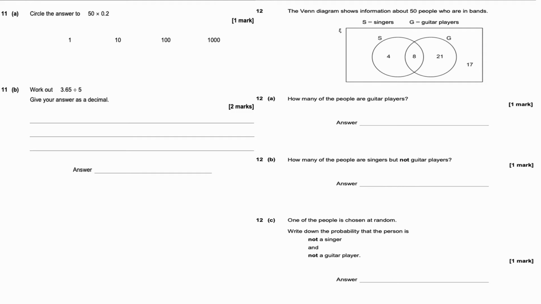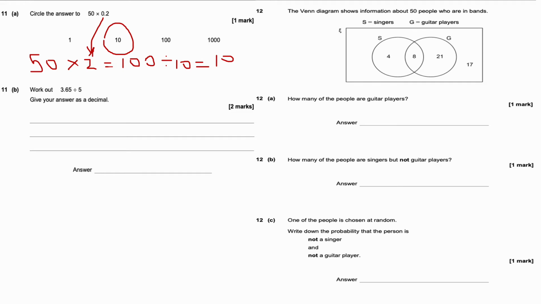This is question number 11, part A. Circle the answer to 50 times 0.2. Well, if I do 50 times 2, just to make it easier, I get the answer of 100. But I'm multiplying by 0.2, so I'm multiplying by 10 times less, so I divide this by 10 and I get the answer of 10. So that answer is 10, by looking at place value.